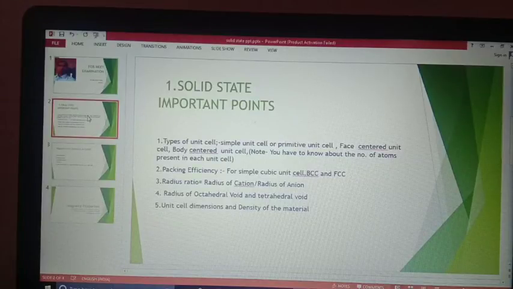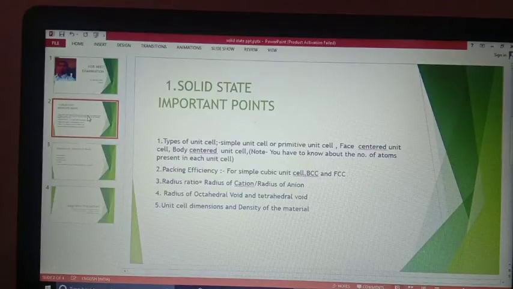Next point is radius ratio. You calculate the radius ratio, that is radius of cation by radius of anion. Here I am giving you an important point. If you know the range of the radius ratio, you can find out the coordination number. If you know the coordination number, you can assign the geometry of the compound.